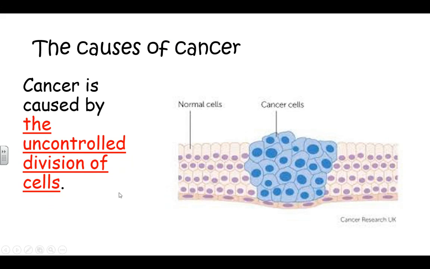So cancer is caused by uncontrolled cell division. Cells are supposed to divide nicely and evenly, and when they're told to. If cells just divide randomly and don't listen to control signals, they become cancerous.